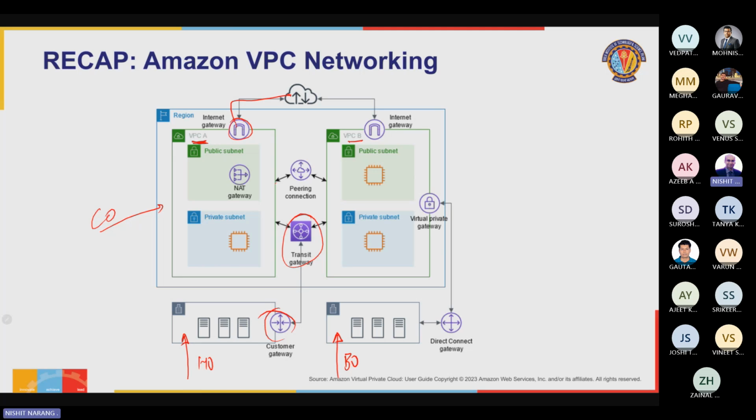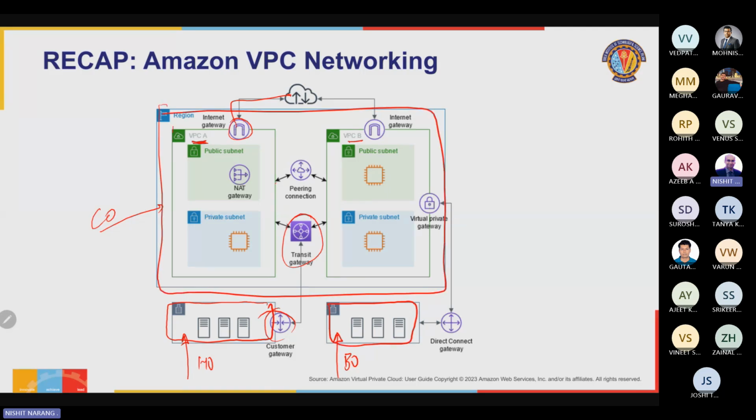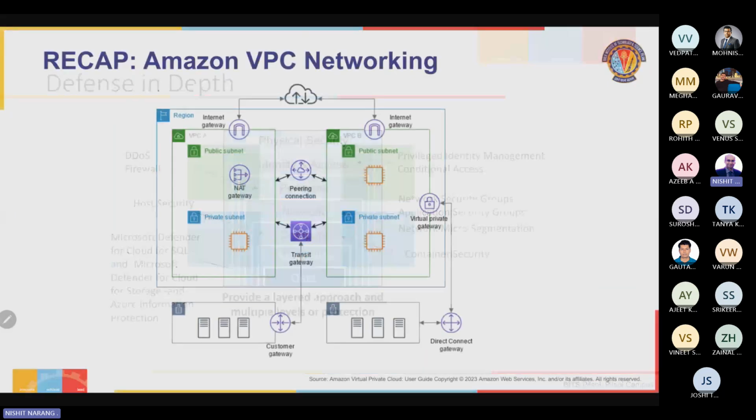Now, in this case, if I try to draw the boundary or the perimeter of the enterprise network, the perimeter is of course here, but it extends to the cloud. So this all falls into my network perimeter, right? So I need to protect that. How do I do that?